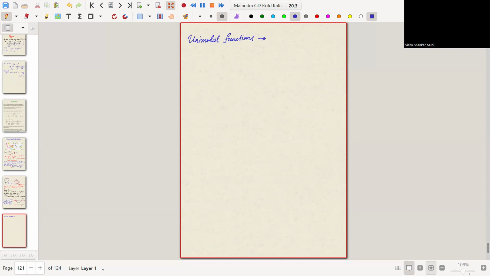So whatever convex function you take, it will always be unimodal, but not the other way around. So convex functions are unimodal. Make sure that this is not the other way around. You can't say that all unimodal functions are convex. Okay. So all convex functions are unimodal.